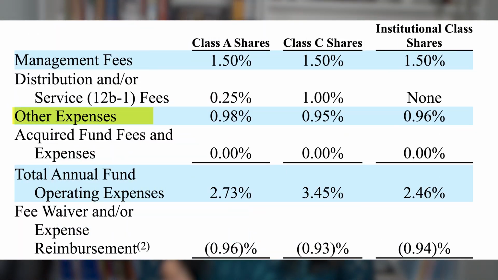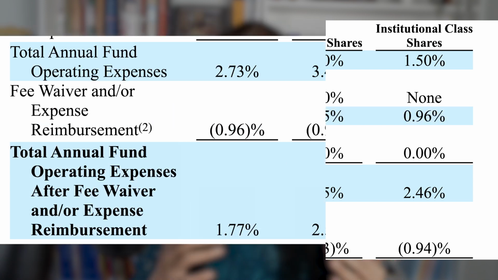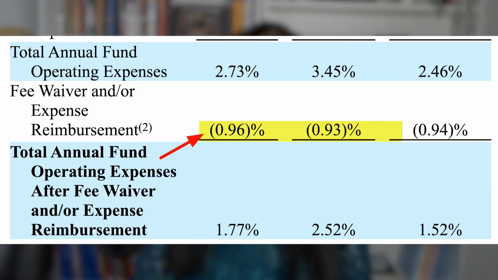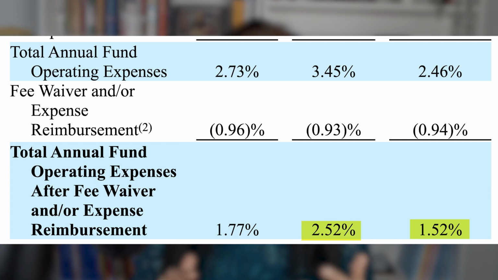The fund also has other expenses like legal, administrative, etc. Finally, the fund can waive some fees and offer you a discount. In this case, it discounts slightly less than 1%. You get to pay 1.52% in fees if you are an institutional shareholder. If you're a Class C shareholder, you must pay the highest percentage, 2.52%.